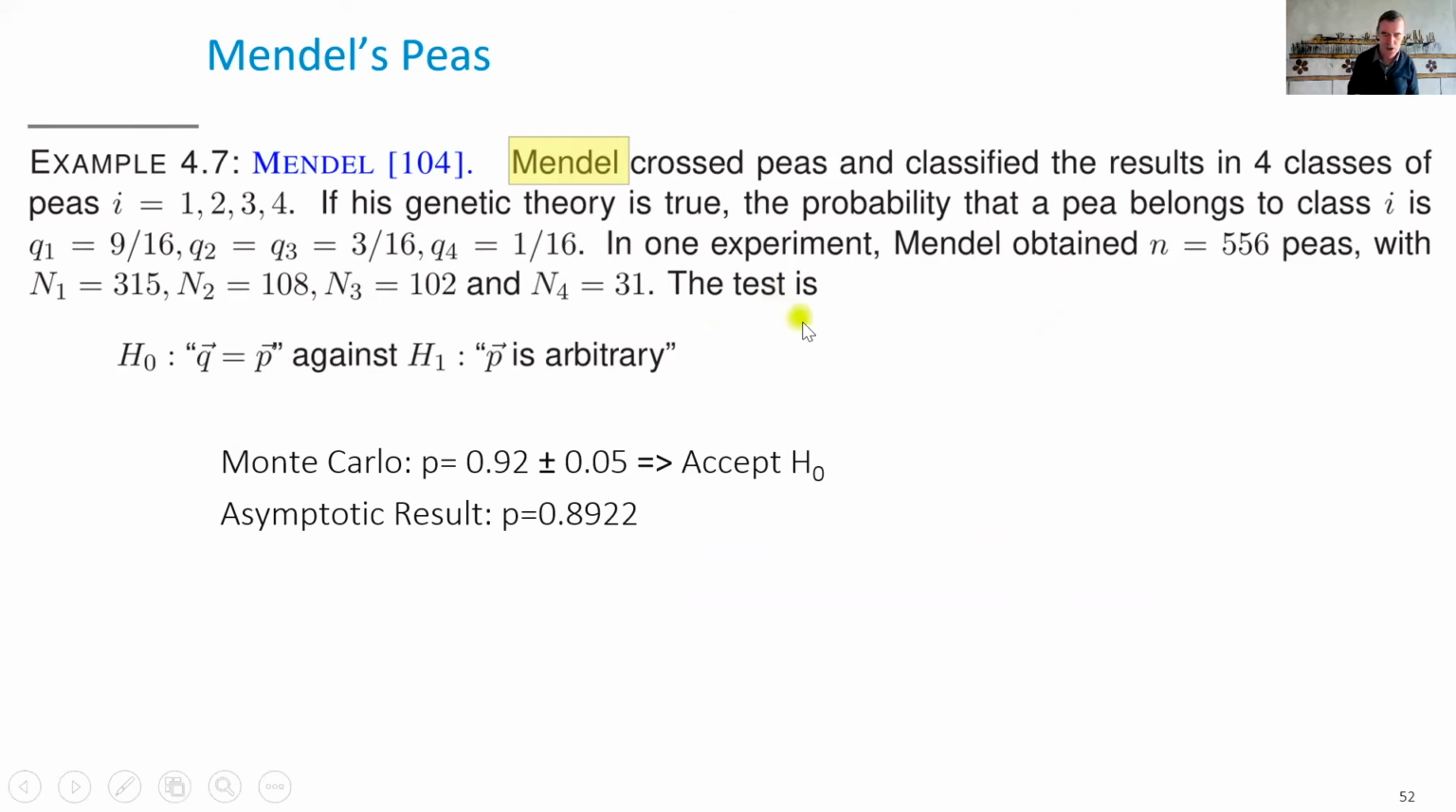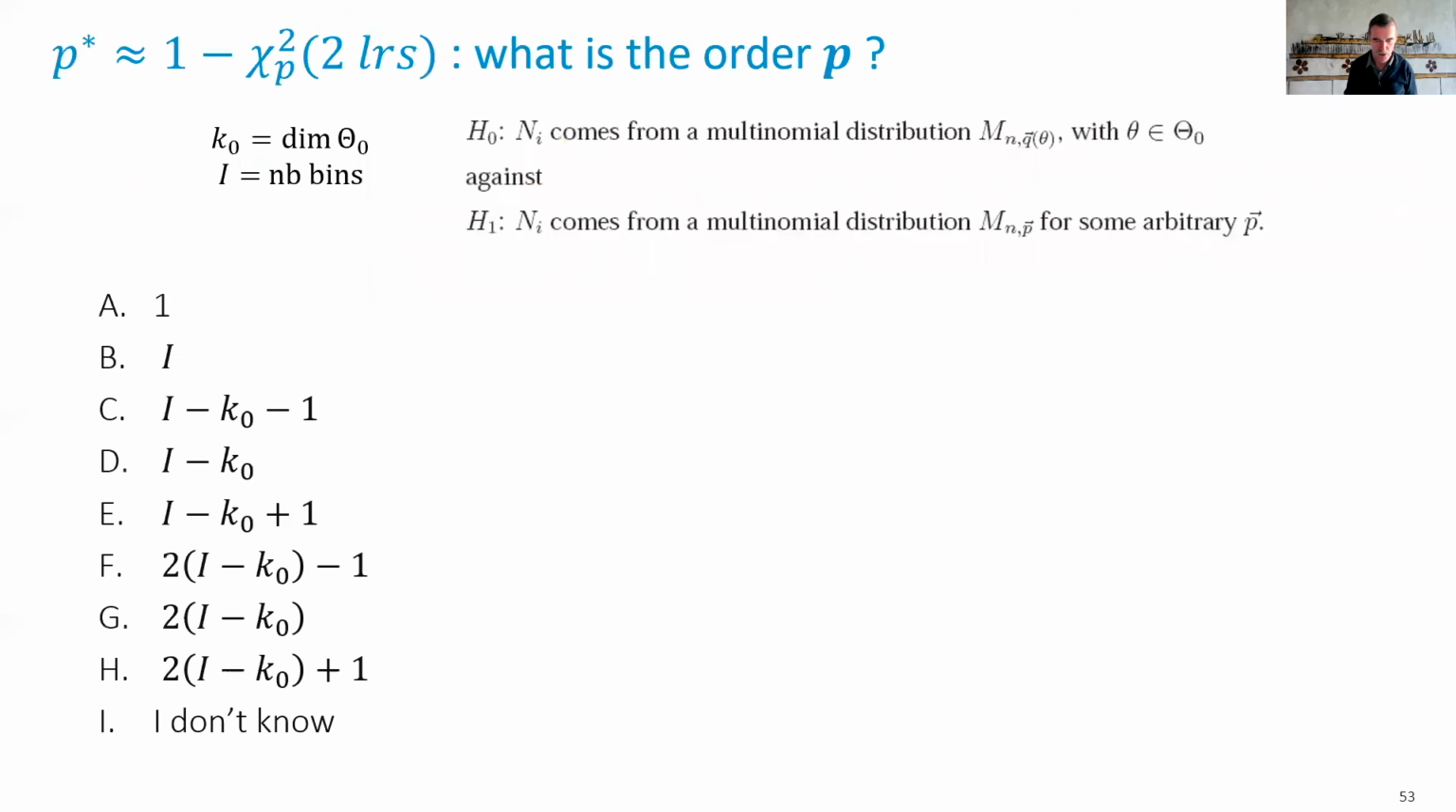So I did this here for this same example, Mendel's peas. We've seen a minute ago the result of my Monte Carlo simulation. Here, of course, I can do Monte Carlo simulation. In general, I cannot do it. Here is the result of my application of the asymptotic result, which you can say is completely consistent with the Monte Carlo result here.